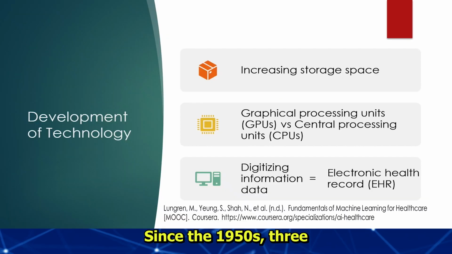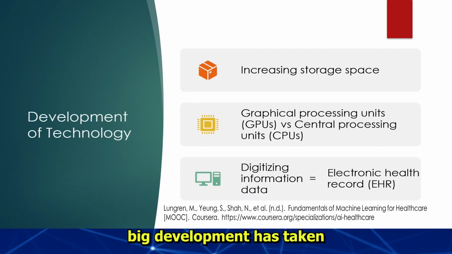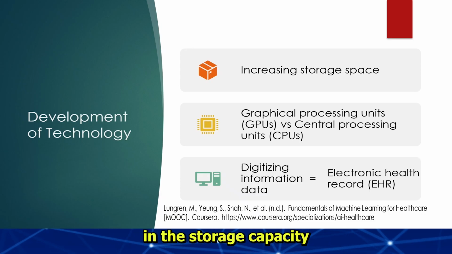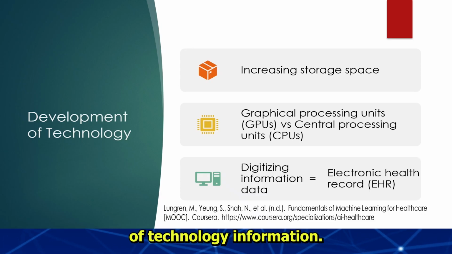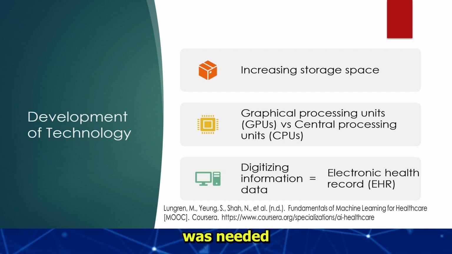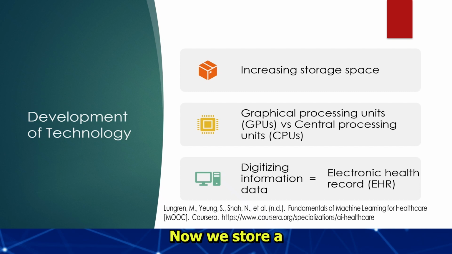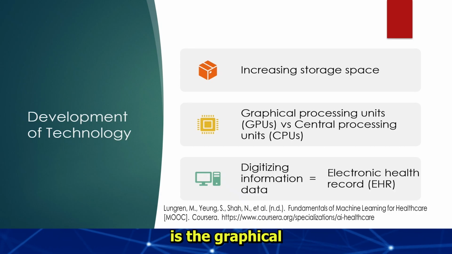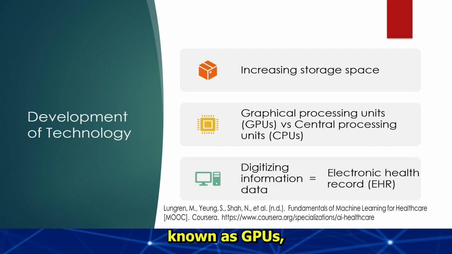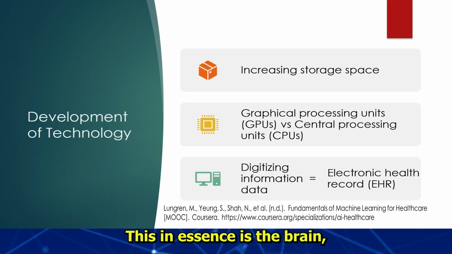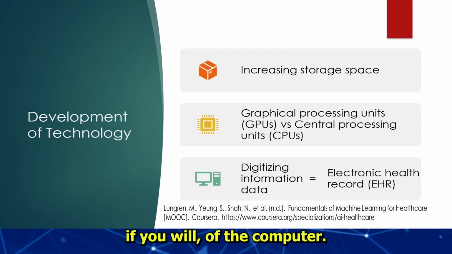Since the 1950s, three big developments have taken place. One is the incredible increase in the storage capacity of technology information. You may remember there was a time when a whole building was needed to store information. Now we store a lot of information in a little tiny thumb drive. Another development is the graphical processing unit, known as GPUs, as well as the central processing unit, CPU. This in essence is the brain, if you will, of the computer.